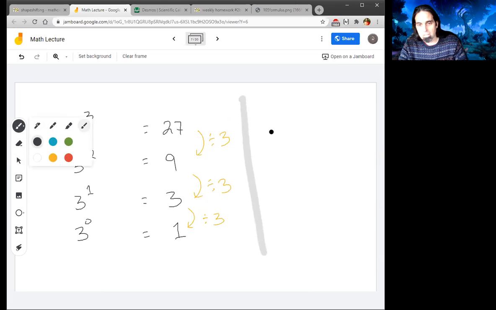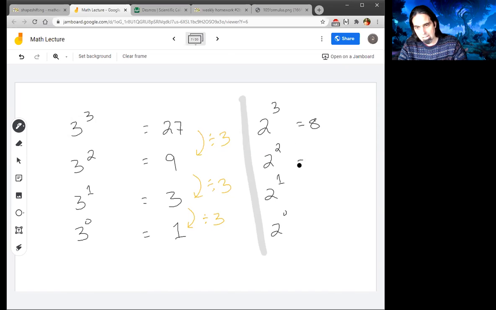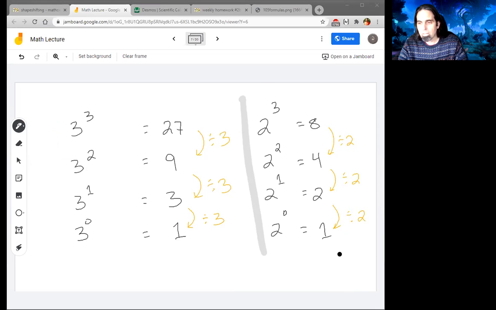And the same is true with any base. If I have 2 cubed, 2 squared, 2 to the first power, 2 to the 0, so anything to the 0 should be 1 because we like patterns. Everyone okay so far?